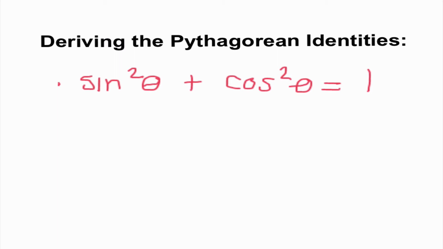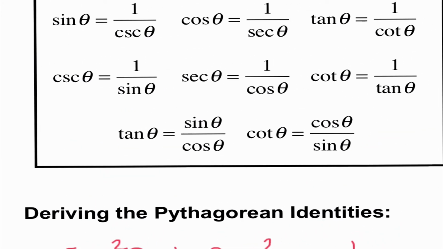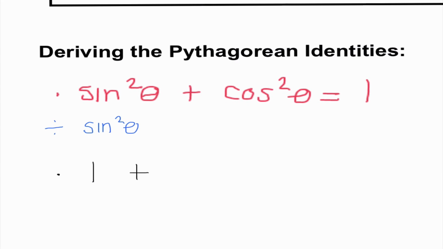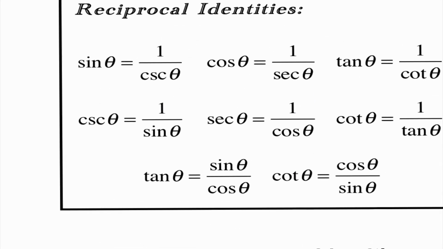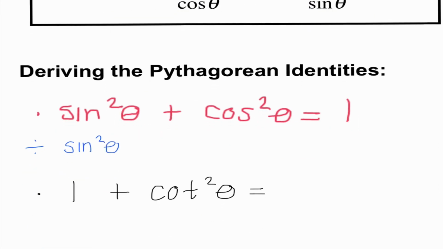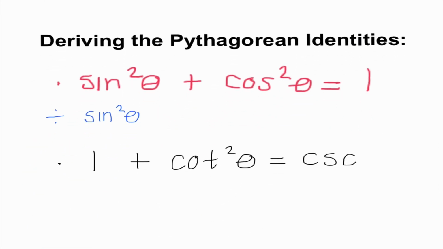Okay, so for our next Pythagorean identity, I'm going to divide everything by sine squared. So let's just think about this for a moment. Sine squared divided by sine squared would give me 1. Cosine squared divided by sine squared. That kind of sounds like cosine over sine, just instead of cotangent, we are going to write cotangent squared. And lastly, 1 divided by sine squared. If I look, 1 divided by sine is cosecant. So I'm going to go ahead and write cosecant squared.